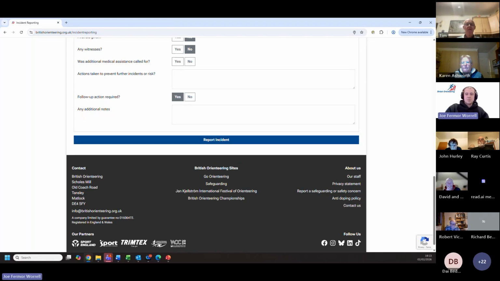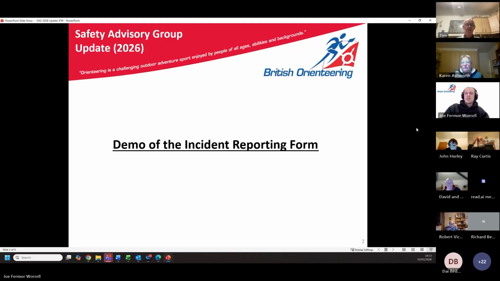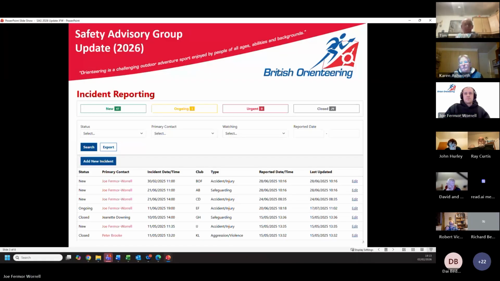And then flicking back to the PowerPoint, the incident form will then be sent over to us at British Orienteering. And this is an example of the data that we can see from the initial dashboard. So as you'll see, my very aptly named clubs of BOF and then the alphabet in order. We can see the reported date and times.